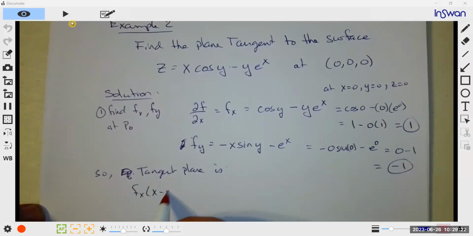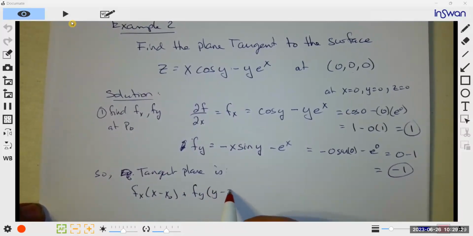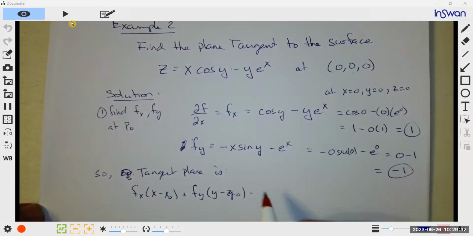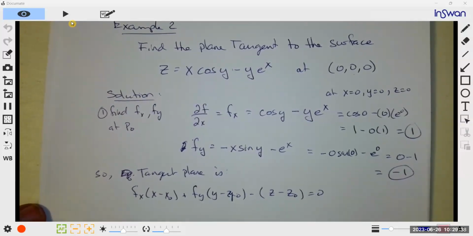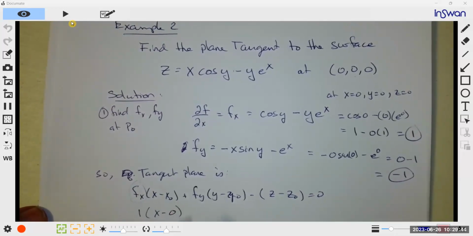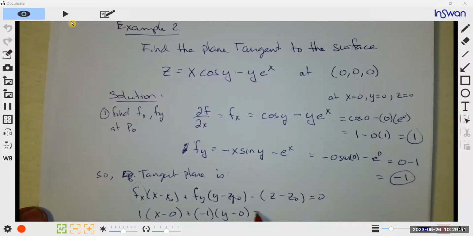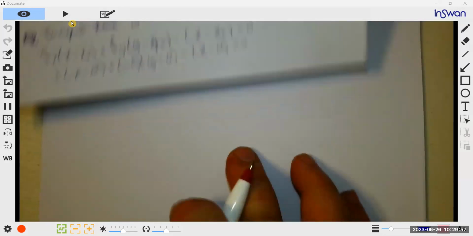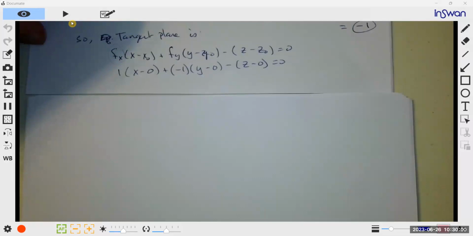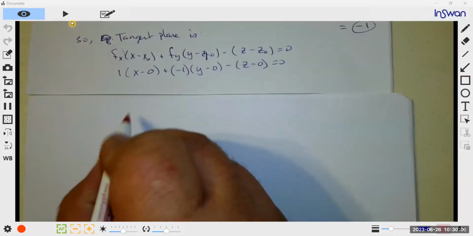f of x, x minus x sub 0, f of y, y minus y sub 0, minus c minus c sub 0. So that's 1, x minus 0. That's negative 1, y minus 0. Just plug in the values. Distribute.